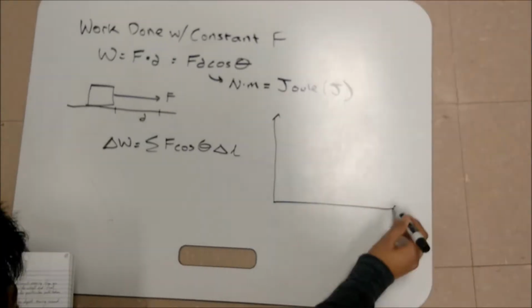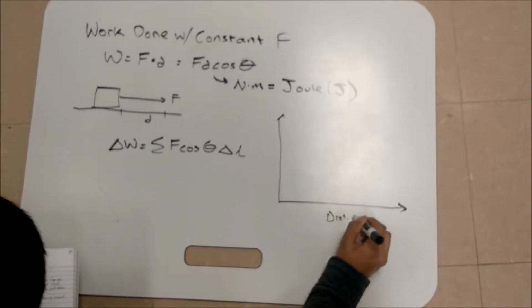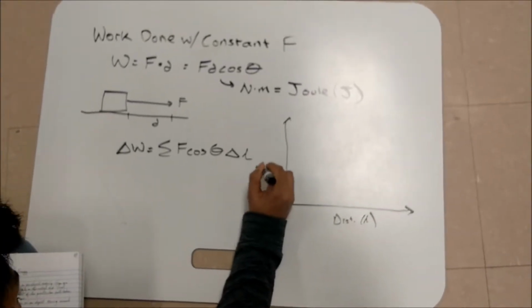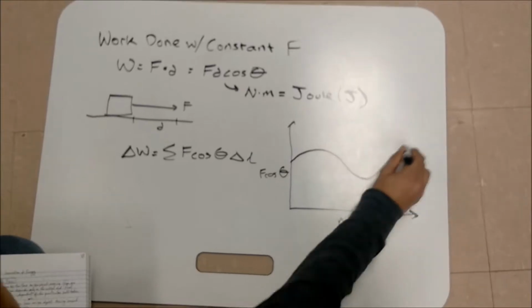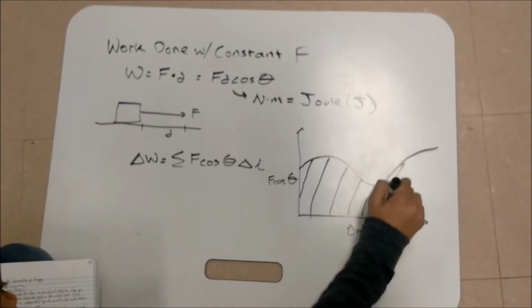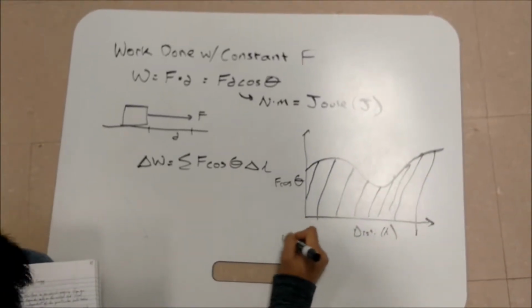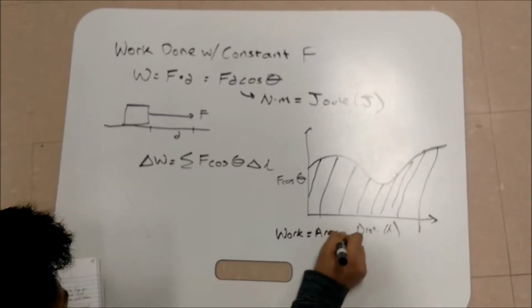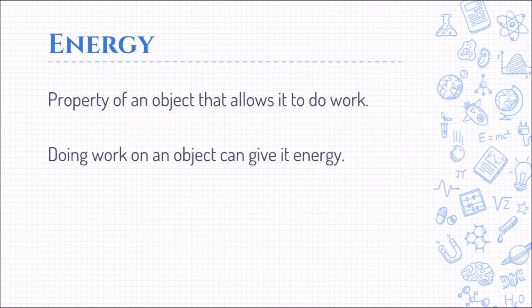When the force is non-constant, you have to integrate the work using the integral of F dot dl. When you plot the force times cosine theta versus the distance traveled, the area under the curve represents the work done. Energy is a property of an object that allows it to do work.